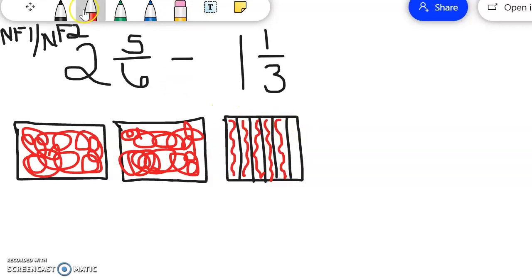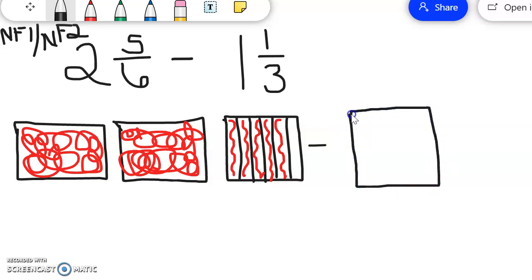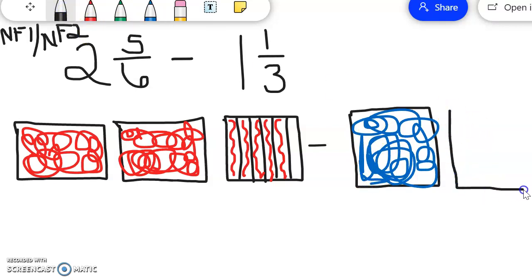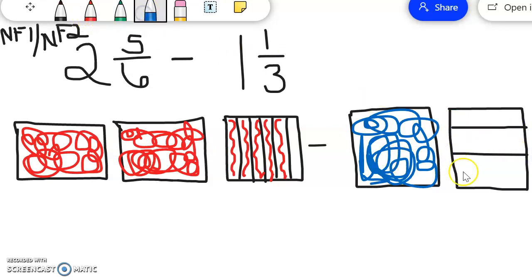Okay. And now I'm going to put a subtraction sign in the middle, and now I need to model 1 and 1/3. So I need 1 hole, and I'm going to go with a different color this time. And then I need 1/3. So now I'm going to draw horizontal lines to break this into 3 parts. So that's left to right. And I'm going to shade in 1 part.